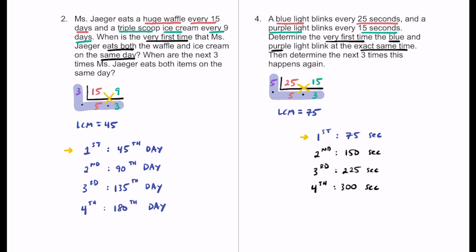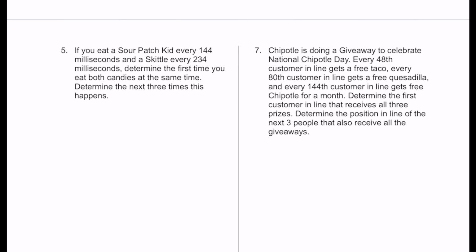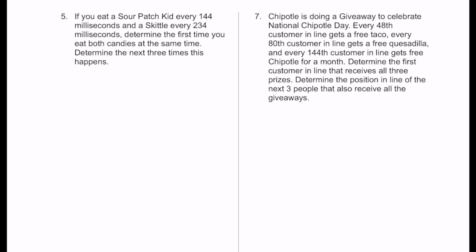So every 75 seconds, these 2 lights are going to blink at the exact same time, and they'll be lined up. All right, for number 5, you eat a Sour Patch Kid.